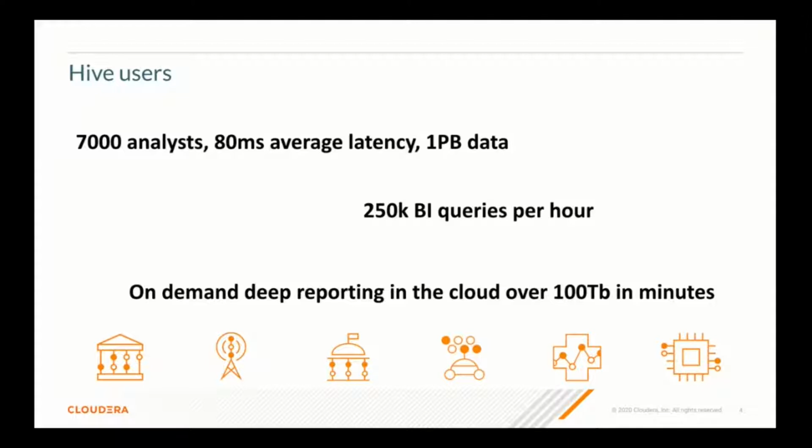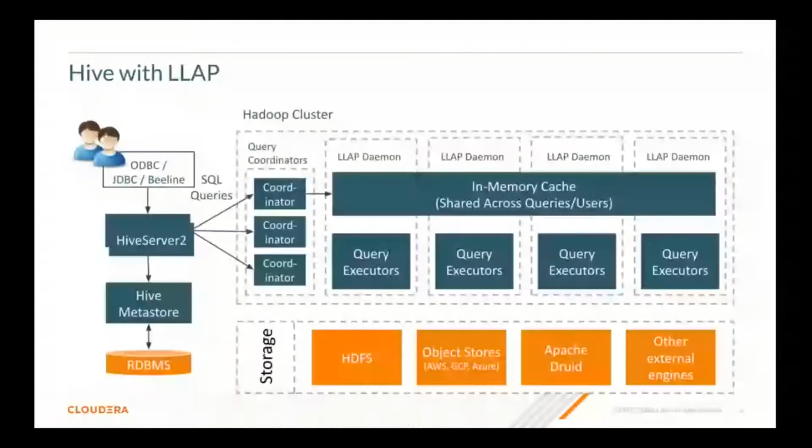The metastore is the data catalog of the cluster containing metadata information about the tables and column statistics that help the optimization of the query plan. After compiling the queries, it will create a DAG of executable tasks that will be submitted to the AM. The AM is part of the query coordinators, and as you can see here, we have a few coordinators in this cluster, in this Hadoop cluster.